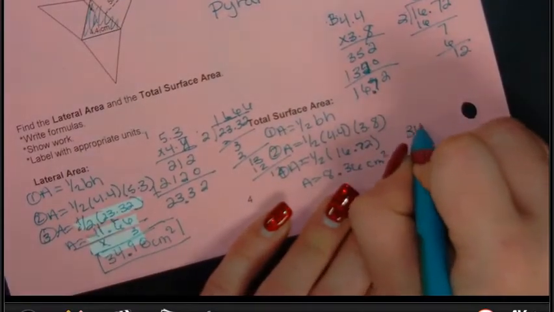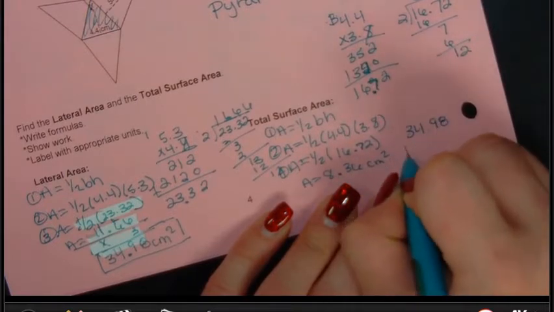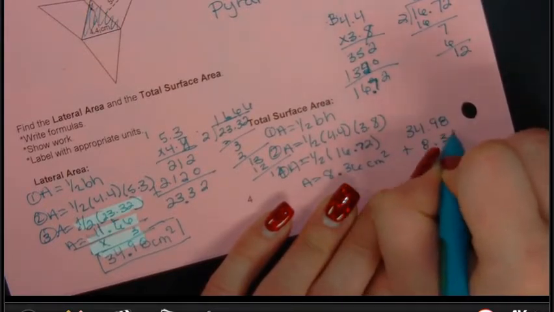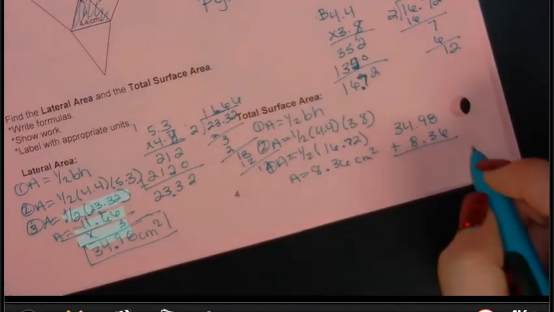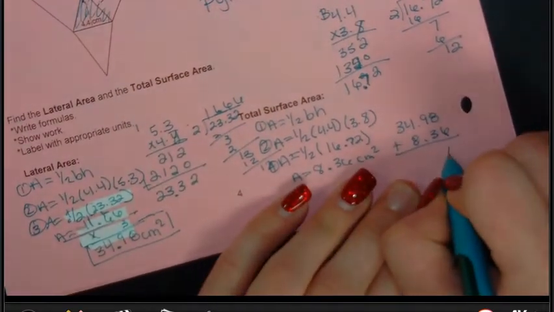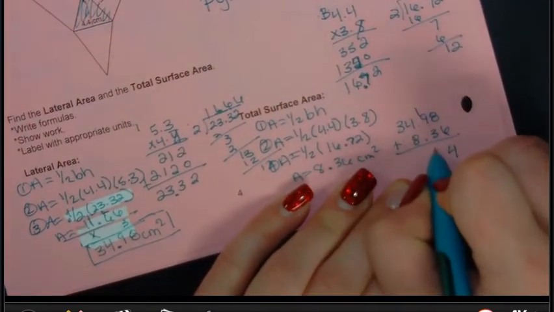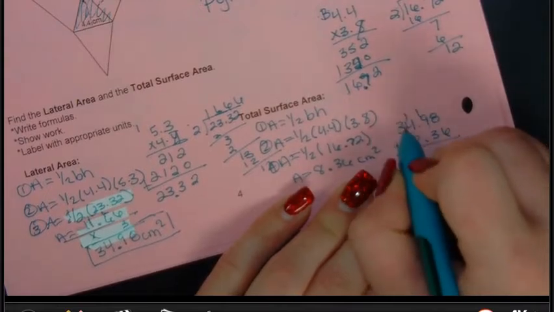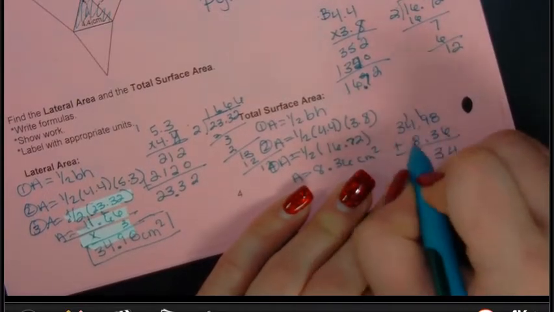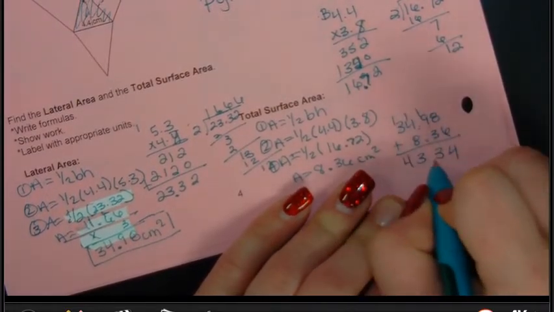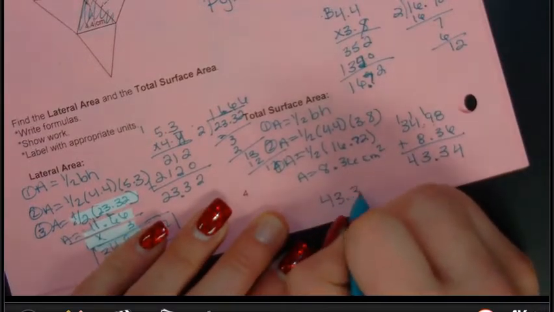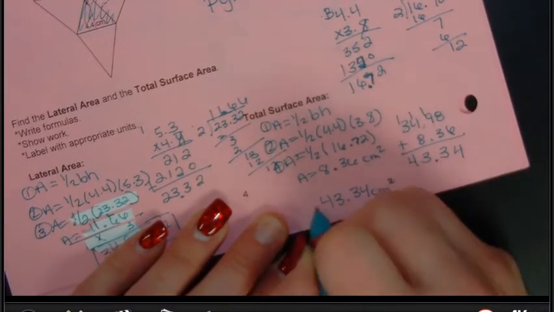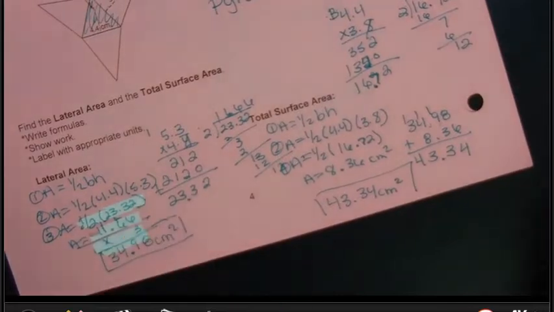So I'm going to have 34.98 plus 8.36. Well, 8 plus 7 is 15, so then 8 plus 6 is 14, 9, 10 plus 3 more is 13. And then 3 plus 1 is 4. So I should have a grand total of 43.34 centimeters squared for my total surface area.